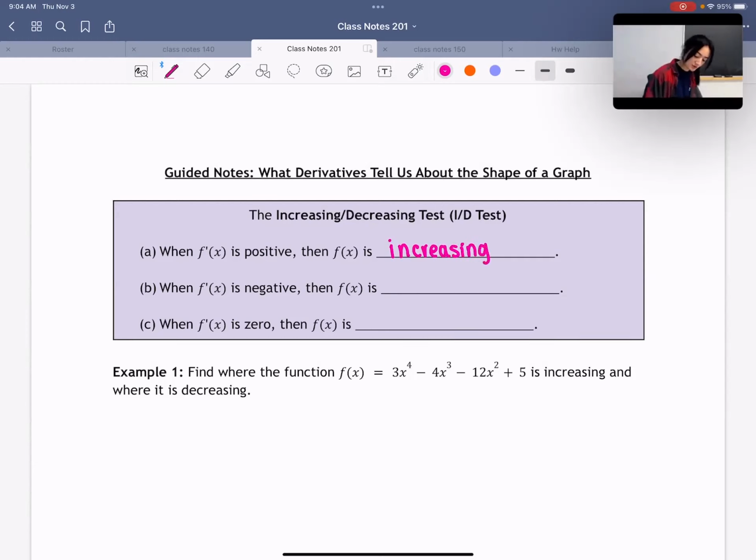Okay, what about when the derivative is negative? Decreasing, good. And then what happens when the derivative is 0? What's going on there? Constant, right? So it's either flat, or it's a max or min, so it's turning around.